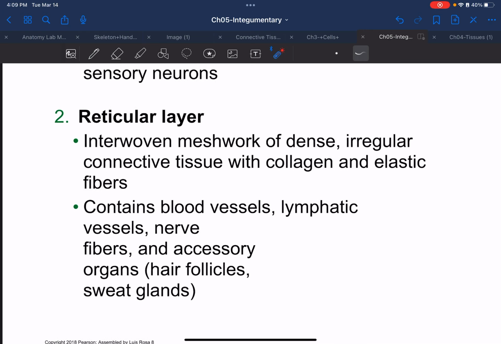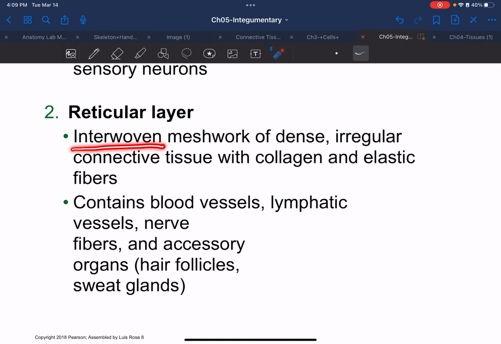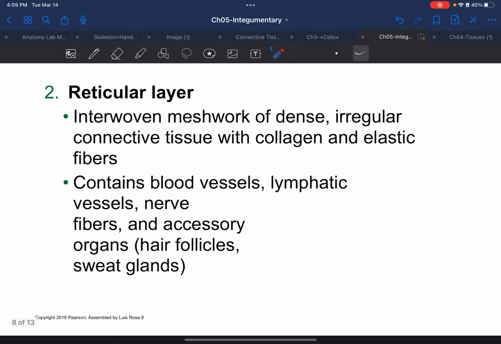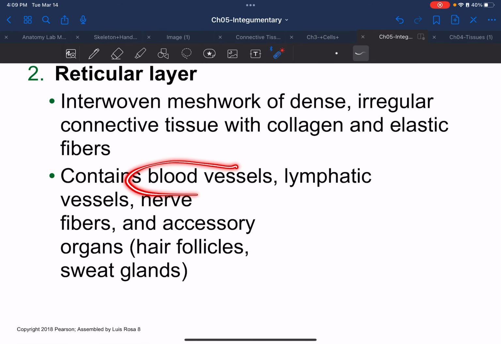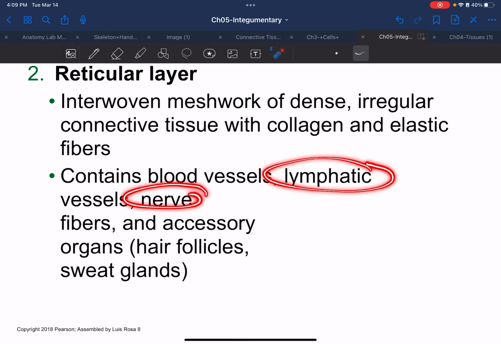Reticular layer, again named after the fact that it's an interwoven meshwork, like a net-like structure. It does not have reticular tissue. It's an easy mistake to make, but it instead has dense irregular connective tissue, which is heavy in collagen and a little bit of elastic, and that's why it has a bit of a rubber band feeling to it. It also contains blood vessels and lymph vessels, and it contains nerve fibers just like the layer on top.